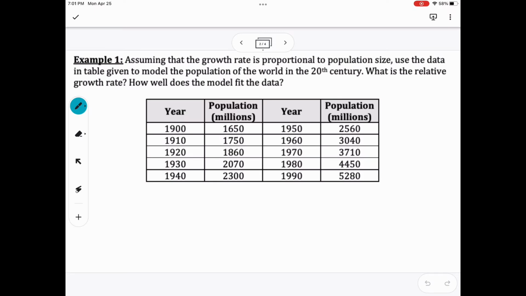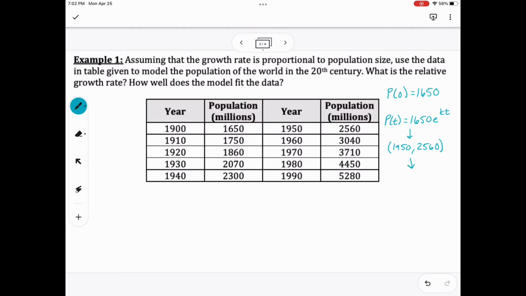Now we'll be using this because it's an exponential growth function. For example 1 here, we're going to assume that the growth rate is proportional to the population size. We're going to use this table to help us model the population of the world in the 20th century. We want to find what the relative growth rate is and how well the model fits the data. Here we need to pick an initial value, so let's start with the earliest year, which is 1900, and the population was 1650 in the millions. I'm going to set that as my initial value, P of 0.